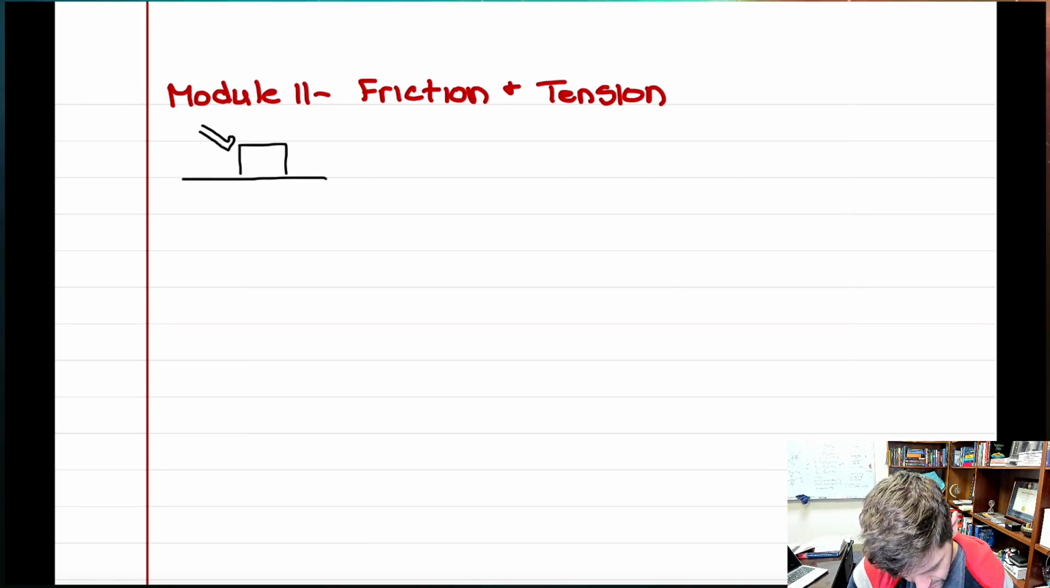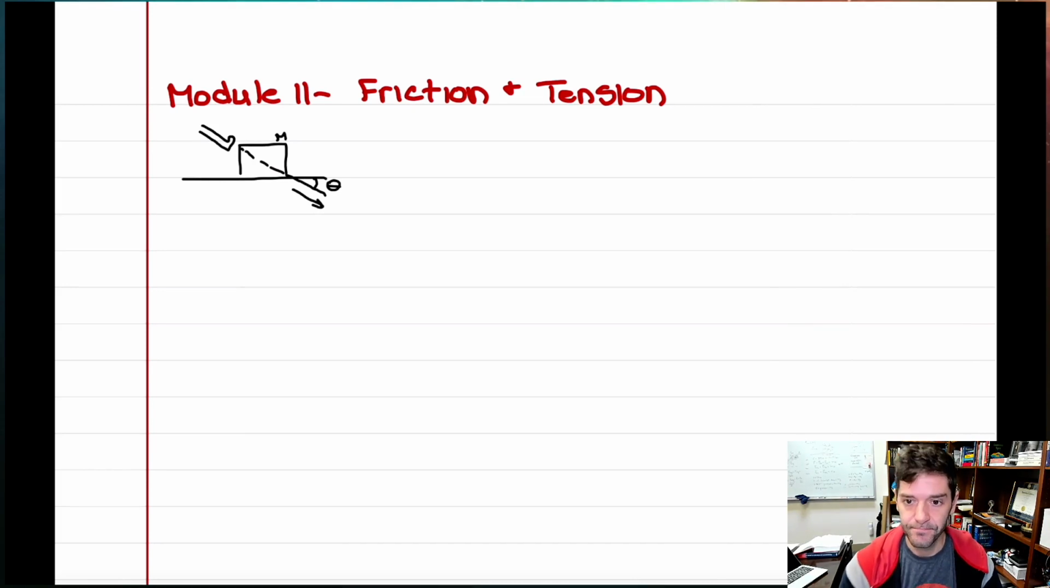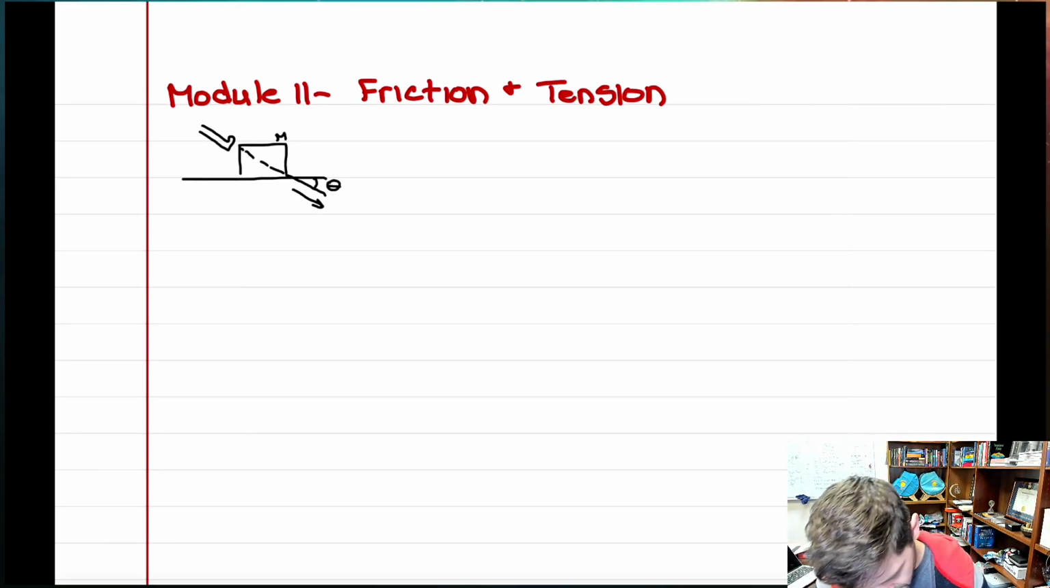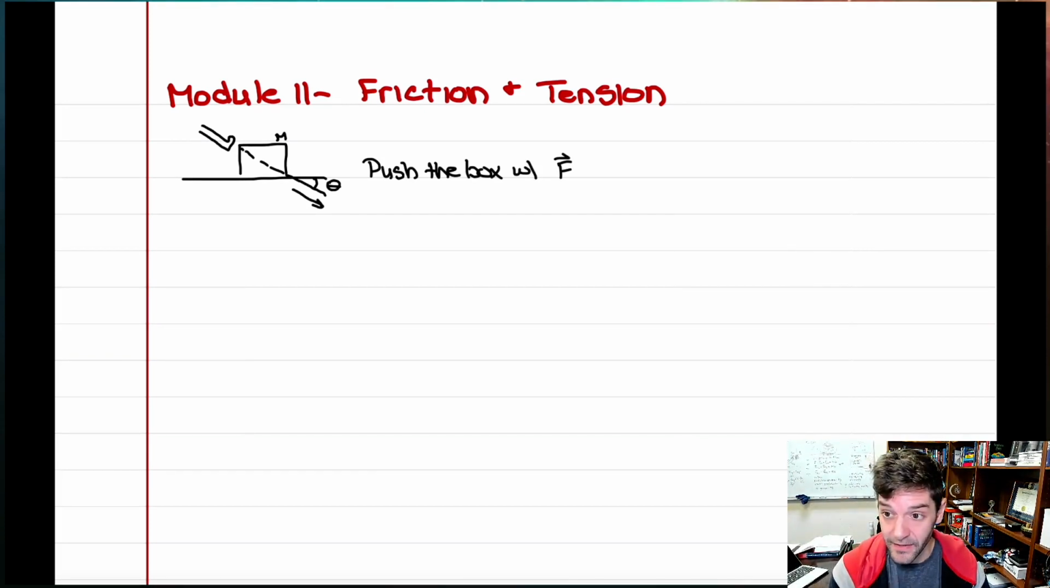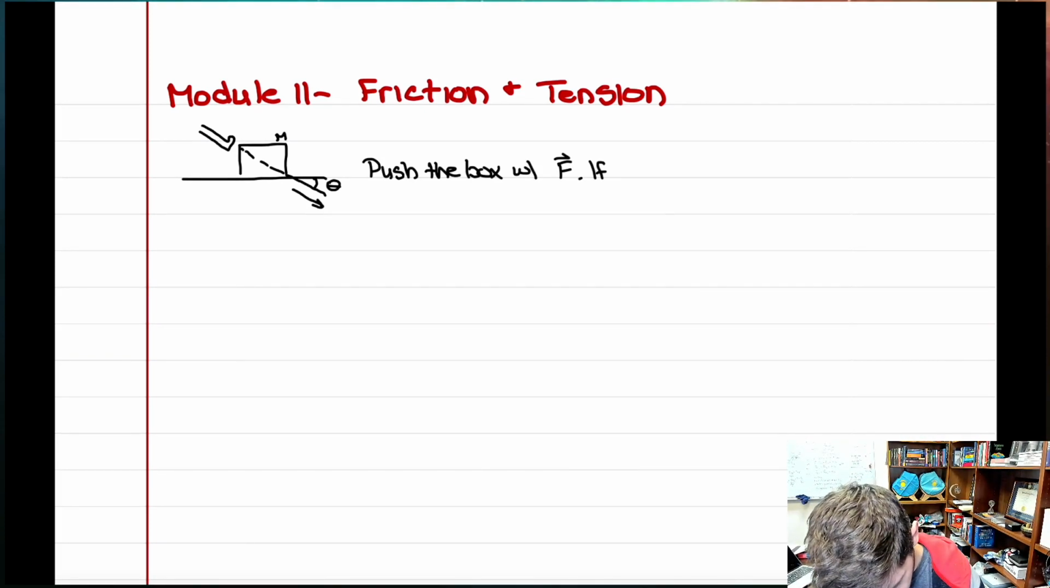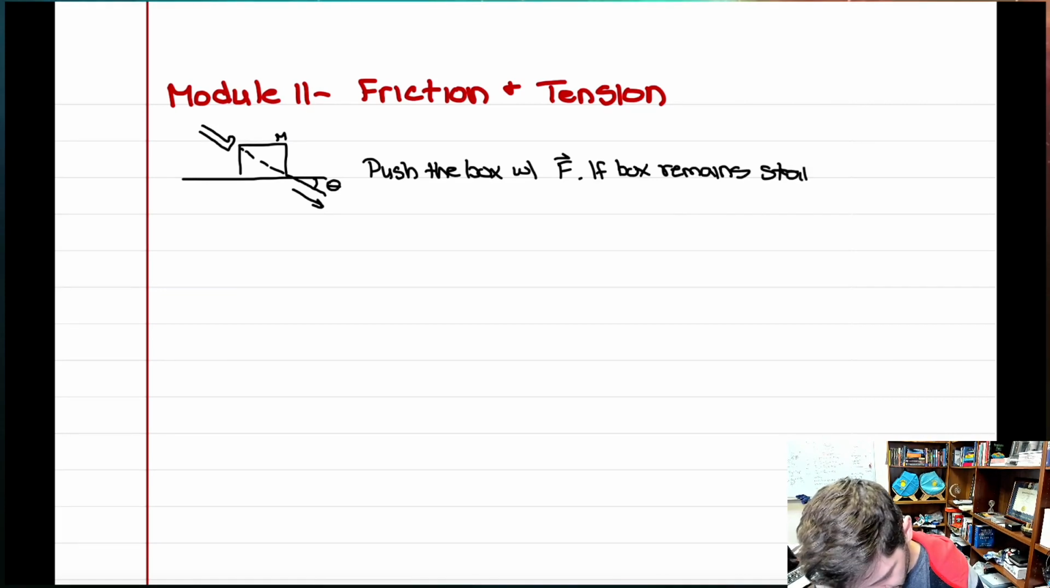Let's take a box of mass m, and suppose you push on it with some force F, pushing at an angle, and you push the box, but it does not budge. So you're pushing the box with some force F, which happens to be at an angle. If the box remains stationary, what forces are acting on the box?